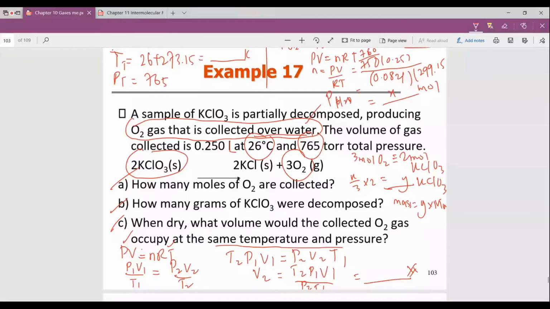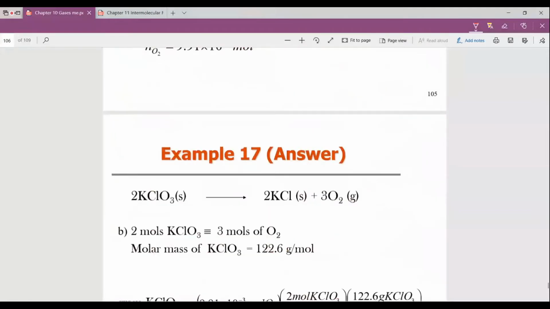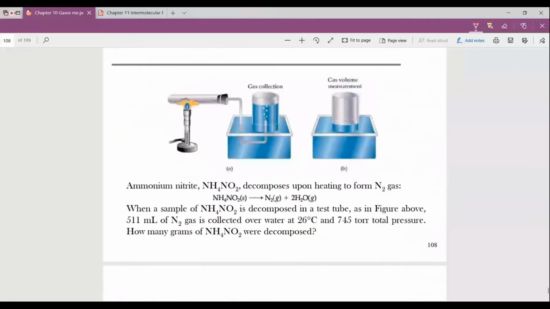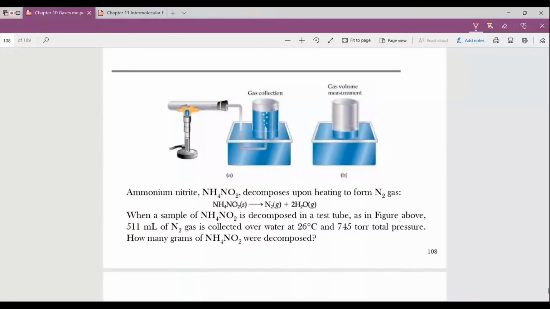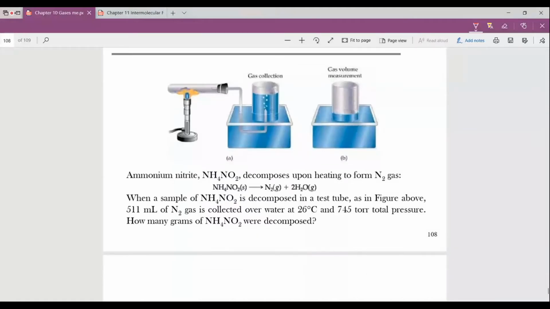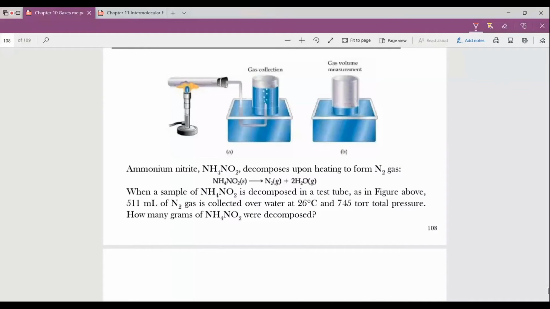Okay, next we have an exercise here. Ammonium nitrate, NH4NO2, decomposes upon heating to form N2 gas. When a sample of NH4NO2 is decomposed in a test tube, as in the figure here, around 511 ml of N2 gas is collected over water at 26 degrees Celsius. So what is the mass of NH4NO2?